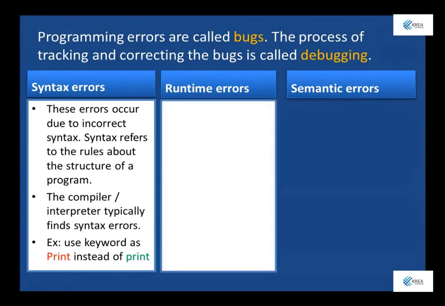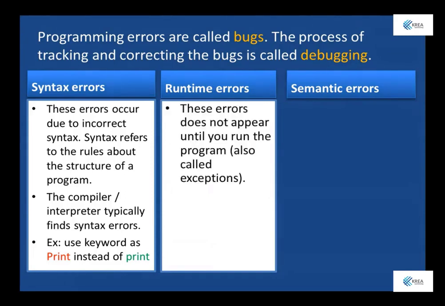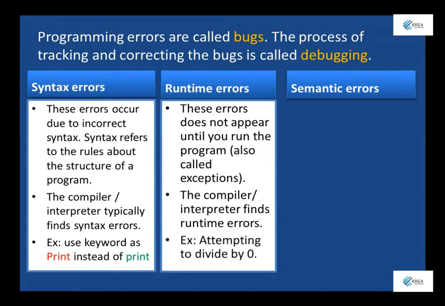Runtime errors. These errors do not appear until you run the program. They are also termed as exceptions. The compiler or interpreter finds runtime errors. For example, you have written a code in Python and in one of the lines you are attempting to divide by 0. In such a case, after running the code, you will get a display of runtime error.